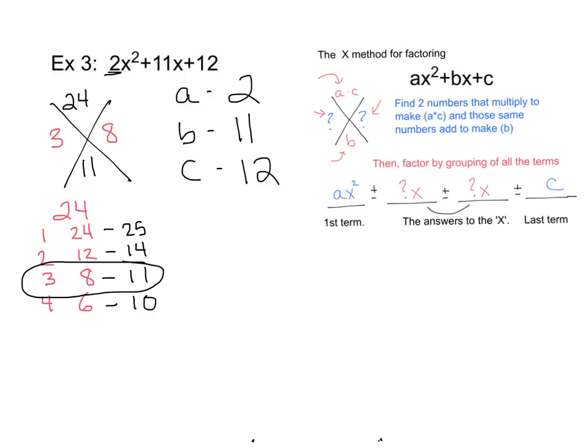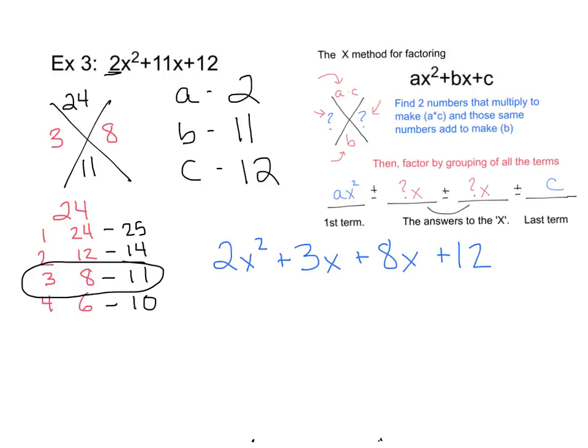So, let's put it all together again. We have our first term, 2x squared. The first unknown term, 3x. The second unknown term, 8x. And my final term, not an unknown term, but my last term itself, 12. Next up, we need to go ahead and figure out what do these share? How can we factor by grouping?